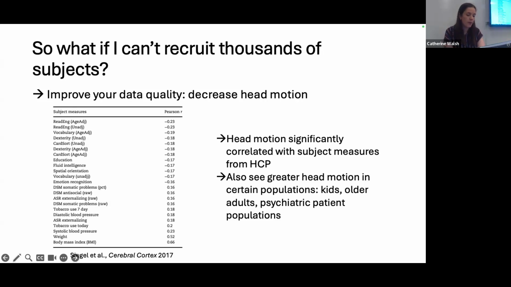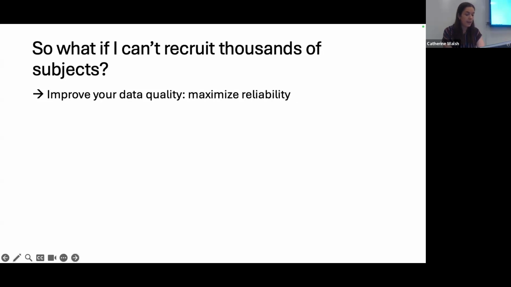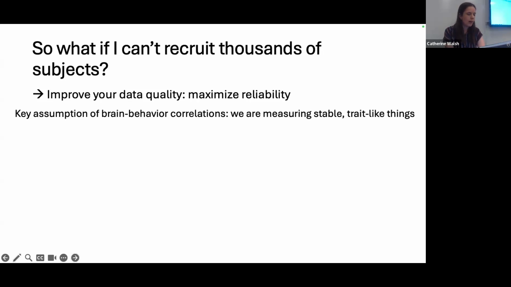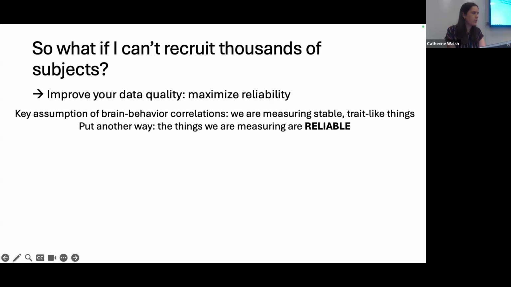Another way to think about improving your data quality is by maximizing reliability. So I'm going to go into a little more detail here. A key assumption of brain-behavior correlations is that we are measuring stable, trait-like things. That is to say, the things that we are measuring are reliable. Let me give you a brief overview of one way of thinking about that.